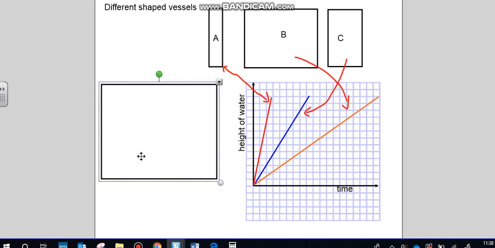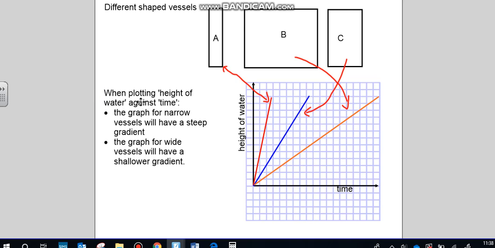So what you need to make note of is when we're plotting the height of water against time, the graph for narrow vessels will have a steep gradient. That's that key word that we've learnt before, a steep gradient, and the graph for wide vessels will have a shallower gradient. And that's going to be important because from now on we're not going to be looking at just narrow and just wide. We're going to look at vessels that change shape. So we might start with a steep graph and finish with a shallower graph. So if you can get that into your notes.